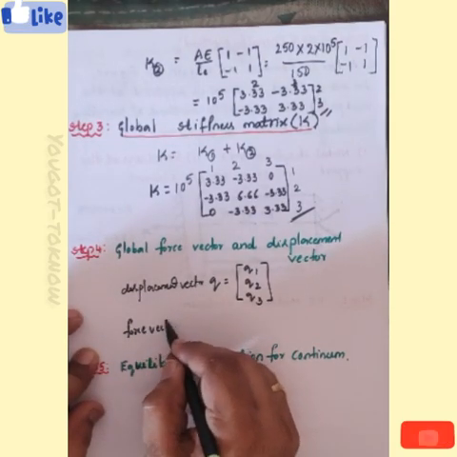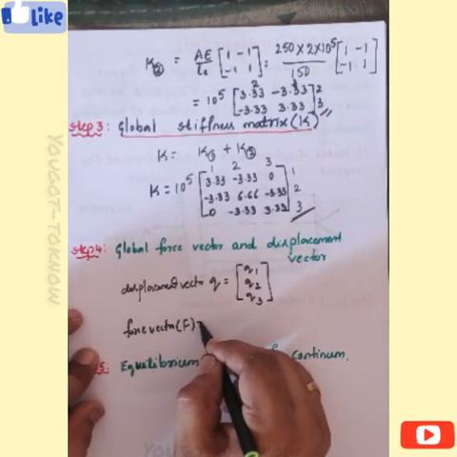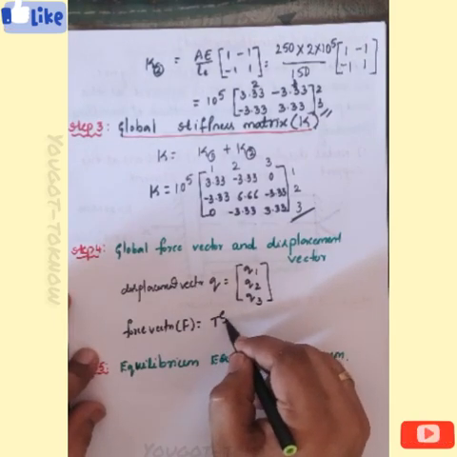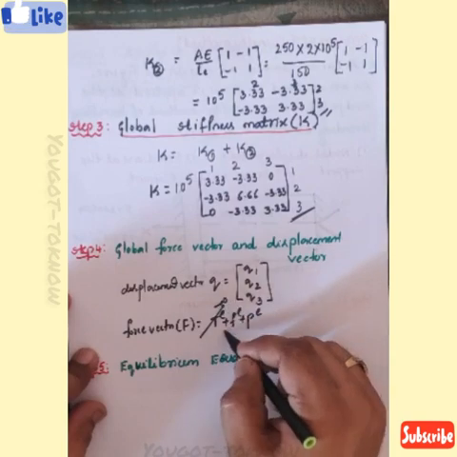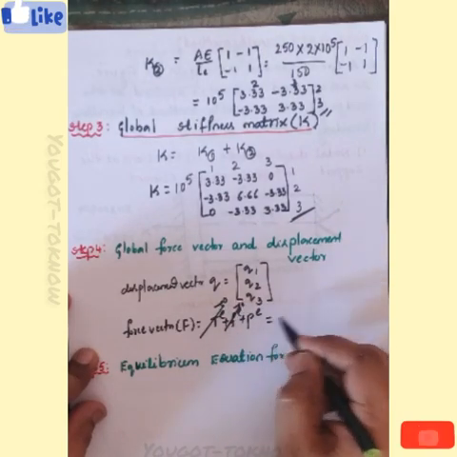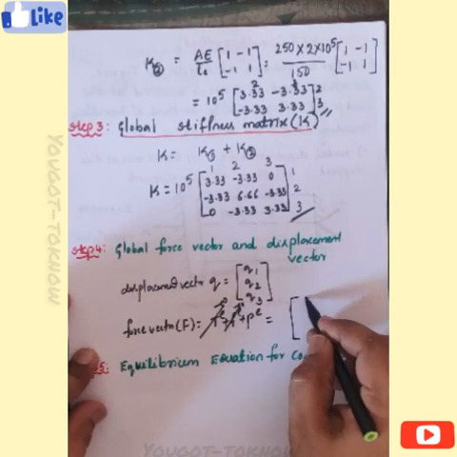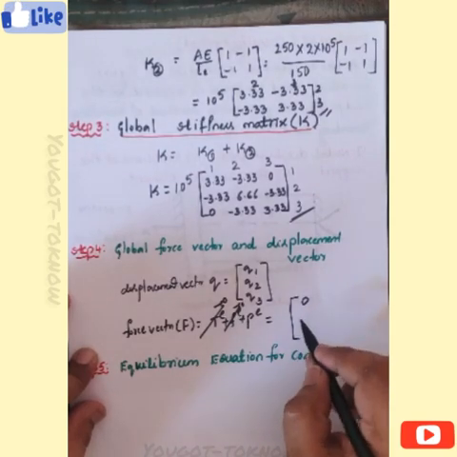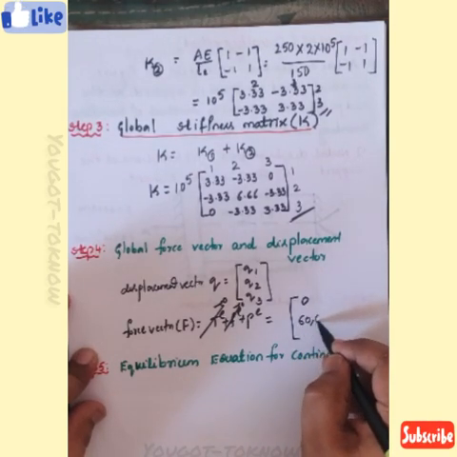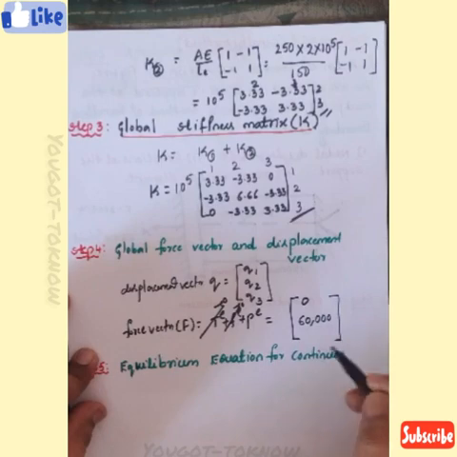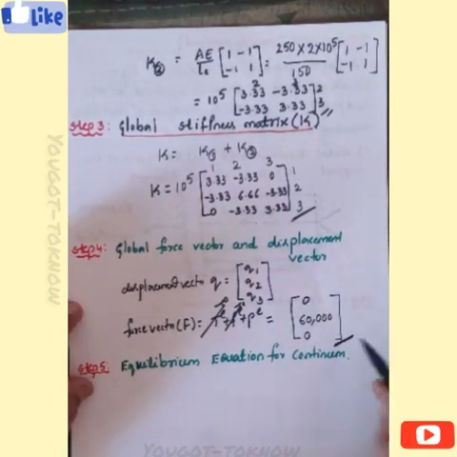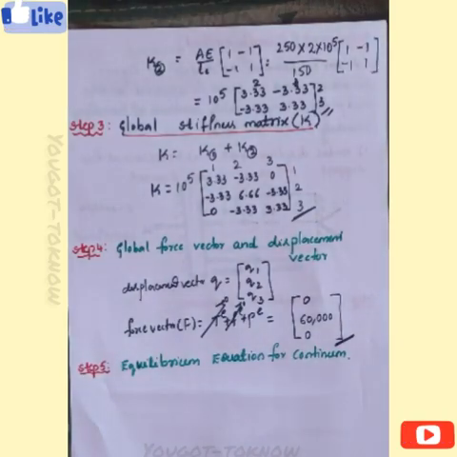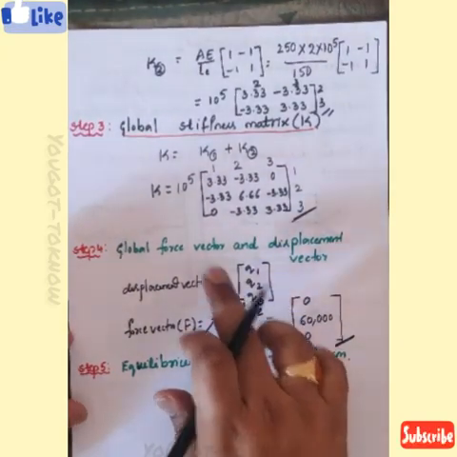What is the force vector? You know how to calculate it. Capital F will be equal to TE, FE plus PE. But in this problem presently TE is not given, FE is not given, only PE is given. That is, what is the point load acting at node 1? That is 0. The point load acting at node 2 is 60,000, because it is with respect to the direction of X. And at node 3 it will be 0. This is your global force vector.